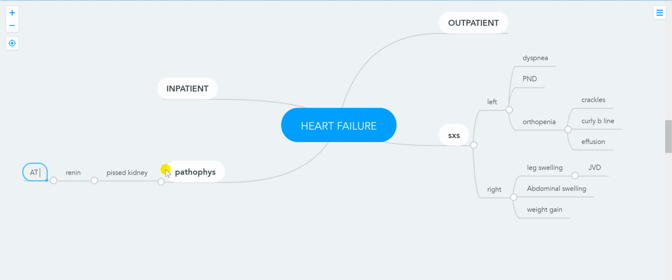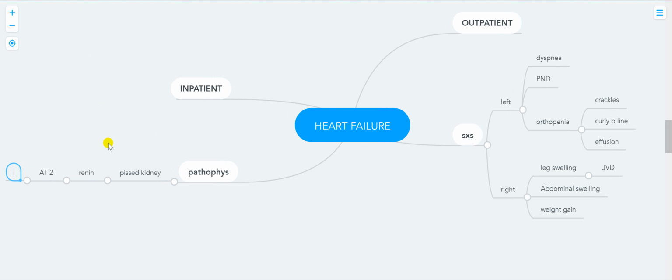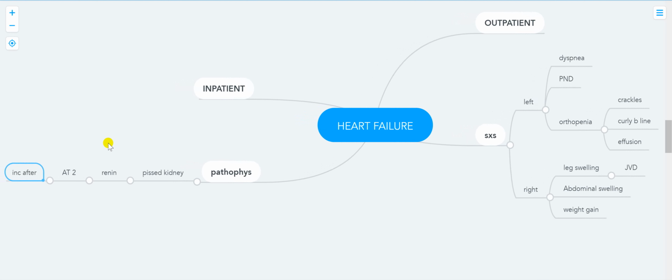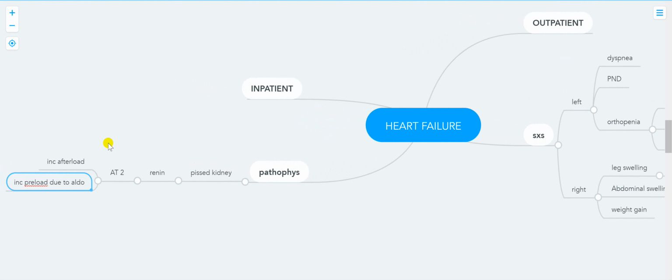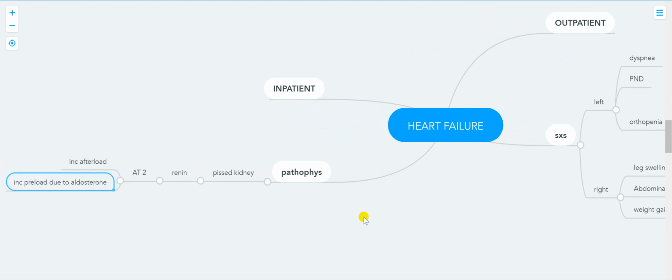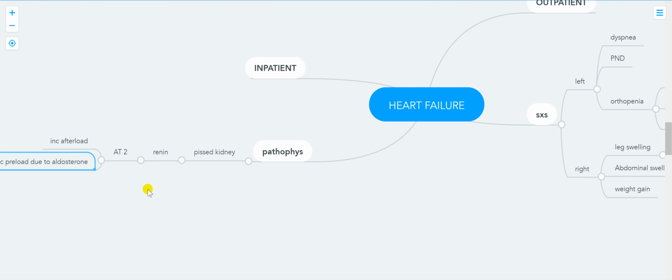What does angiotensin do? That's the enemy of the heart. It's a potent vasoconstrictor, so it increases the afterload. Also, it's going to retain more fluid, so it increases preload too, because it stimulates aldosterone, and then you will retain more fluids. So this is what's worsening the patient's condition. The body's own mechanism is worsening him. So what are we going to do?